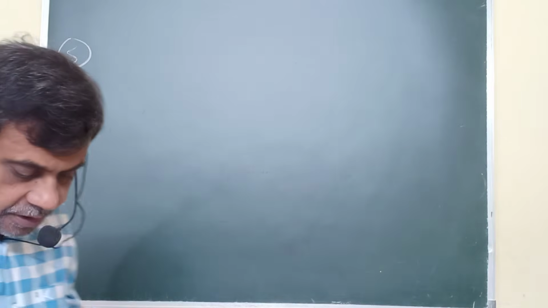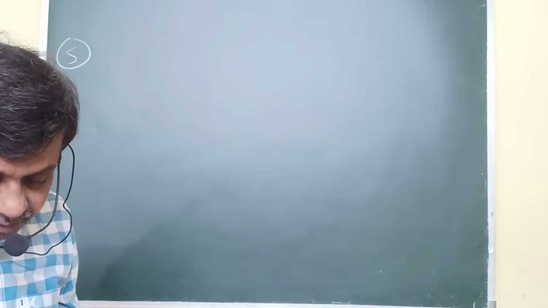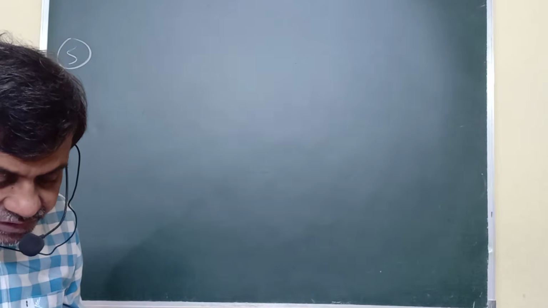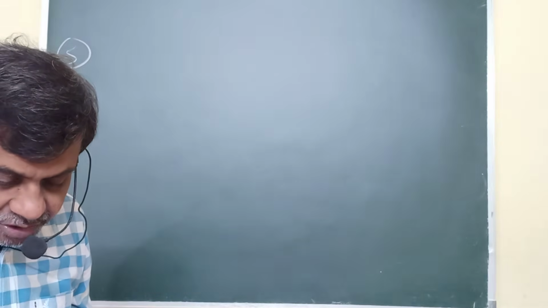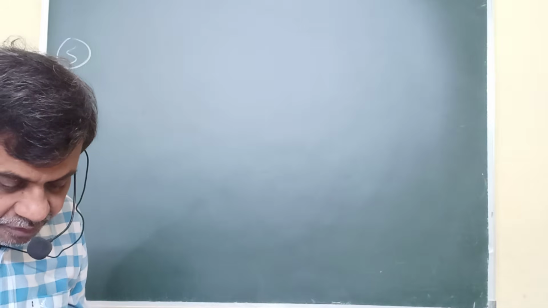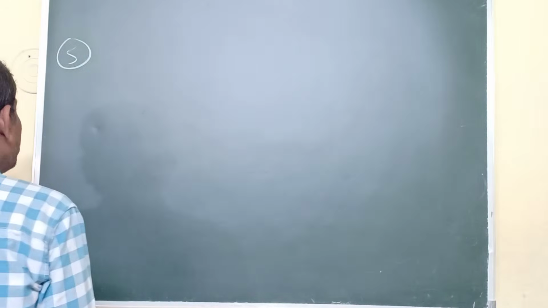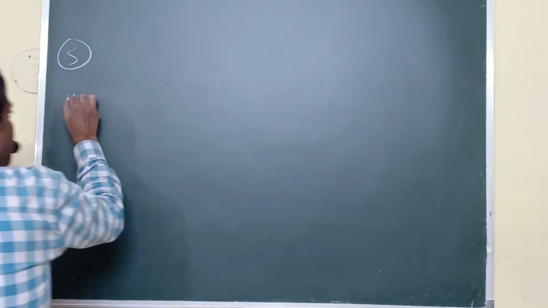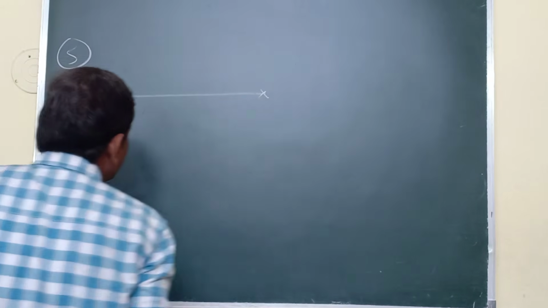Now question number 5. A body covers first half of its journey with uniform speed v1 and the second half of its journey with uniform speed v2. Then find the average speed. So here one particle traveling like this, or one body traveling like this.